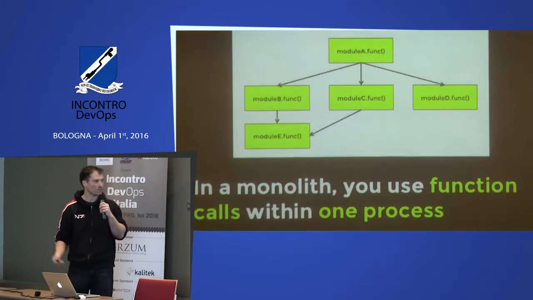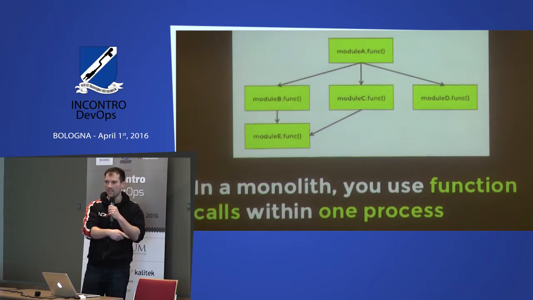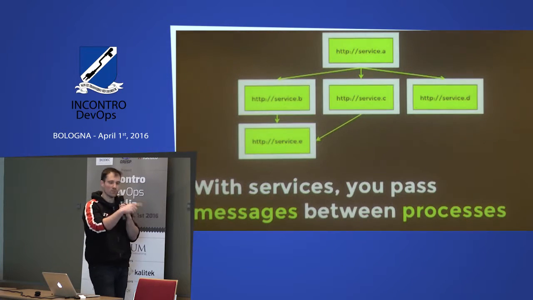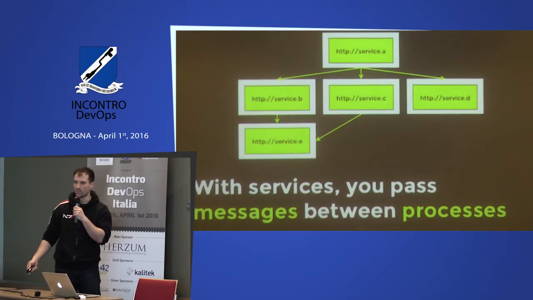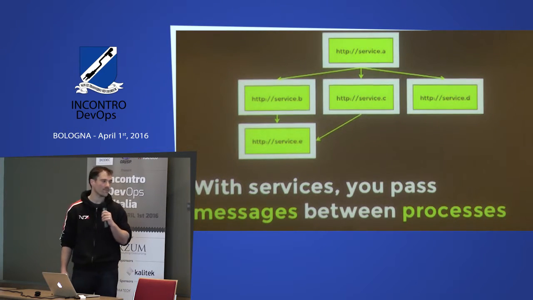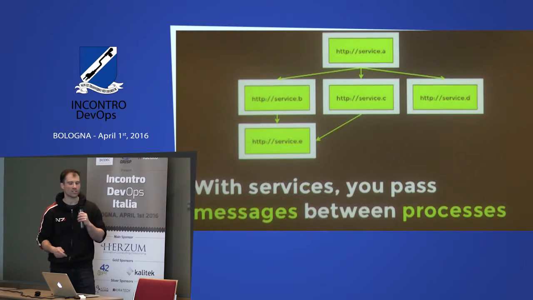The way that they work, I'm sure you guys are all familiar, but when you start out, you usually have some sort of a monolith. Everything runs in a single process and communicates via function calls. When you go to microservices, you move those modules into separate processes, usually on separate servers. They communicate via messages.